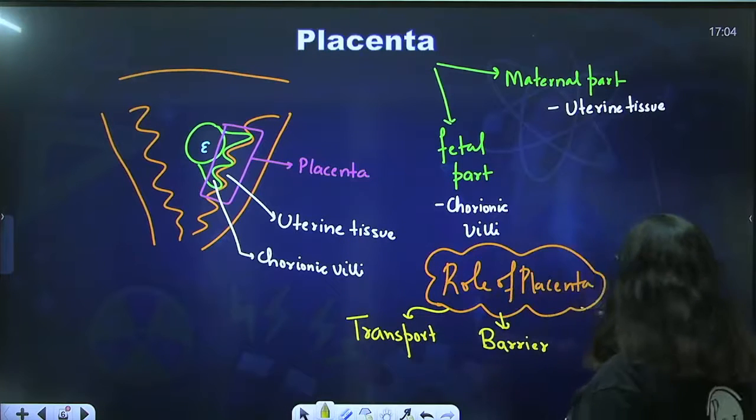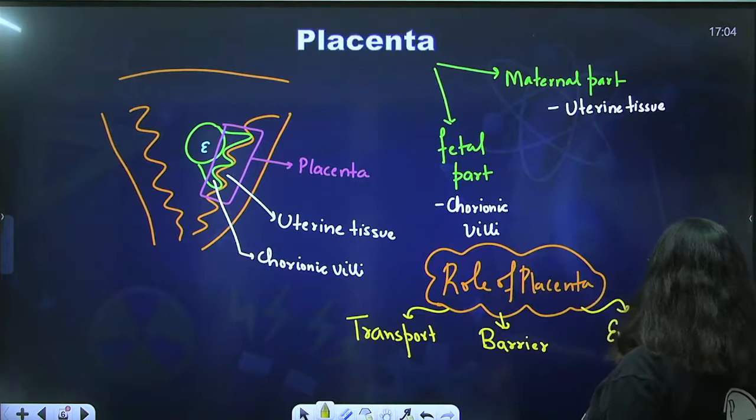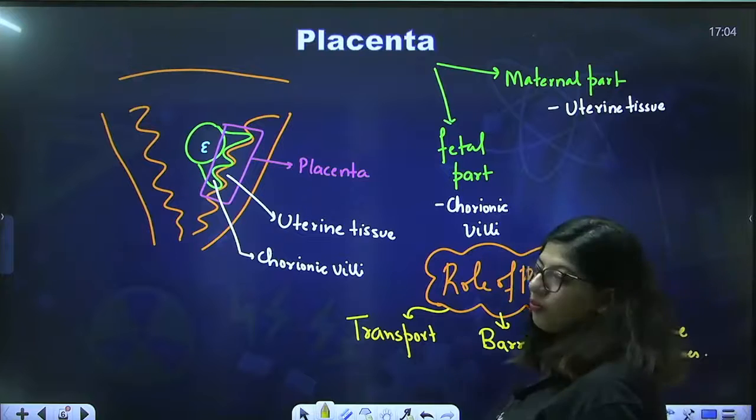And third thing, it acts as an endocrine body. Endocrine means it will secrete some hormones, right?